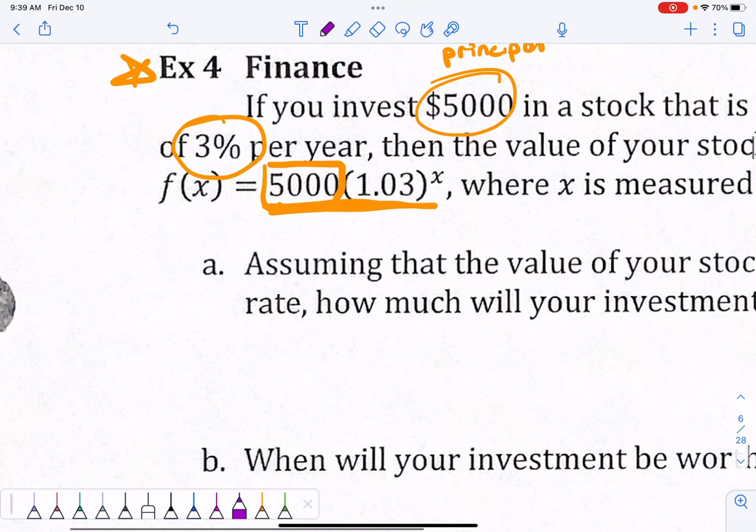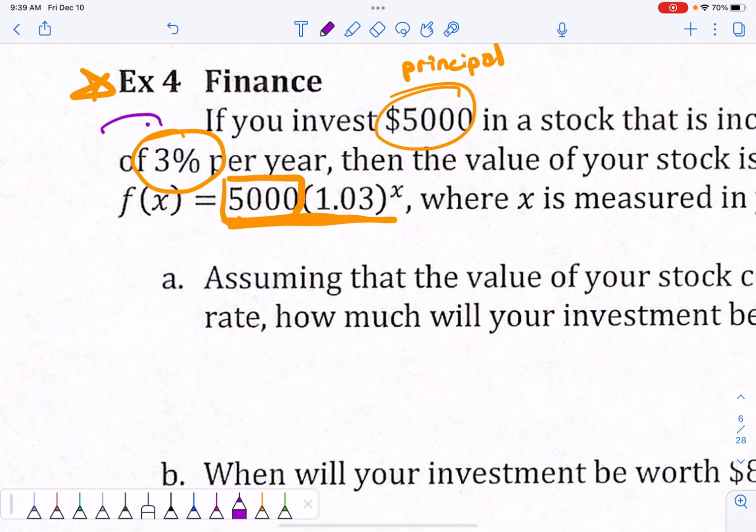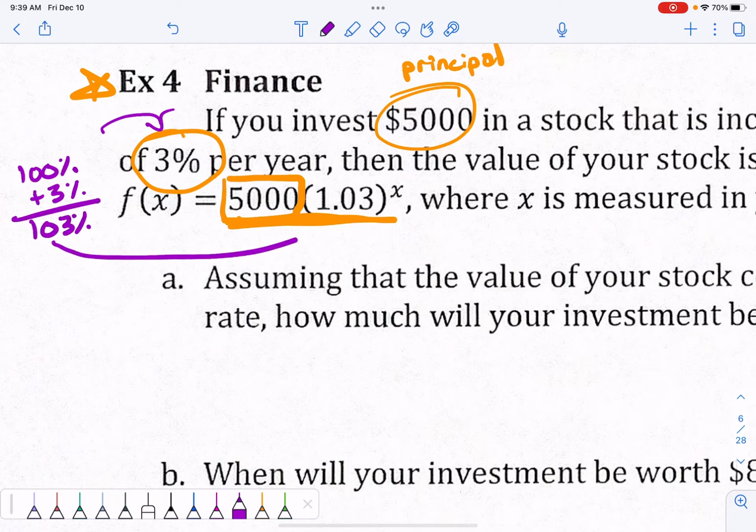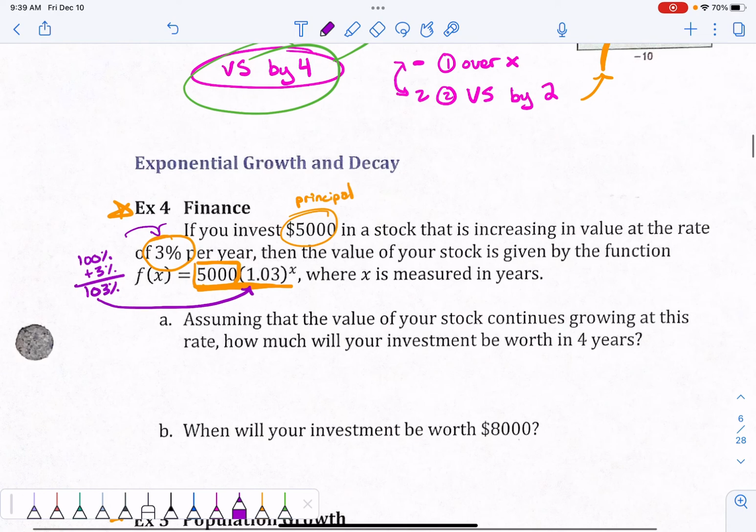Okay, so when it says increasing by 3%, that means on top of 100%, I'm getting an additional 3%, which is a total of 103%, which as a decimal is 1.03. So that's why it's 1.03 in the formula, okay? And then x is the number of years that have elapsed since I started to put that money in, okay? We're going to figure out how much money your investment will be worth in 4 years, okay?